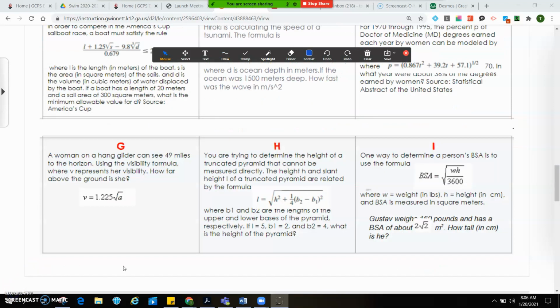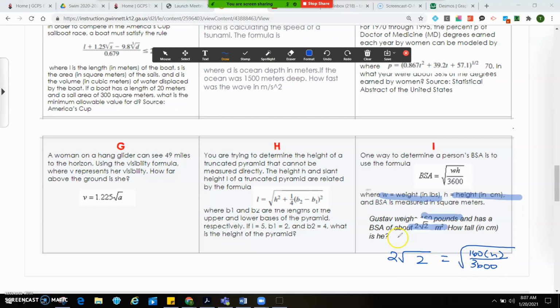Alright, so we're going to go through one really quick. Down at the bottom, it's got this problem that says one way to determine a person's BSA is to use that formula, where W is the weight in pounds. Sorry, I always highlight my stuff. H is the height in centimeters. And then it tells us that this dude, Gustav, is 160 pounds and has a BSA of 2 square root of 2. So I'm going to plug in 2 square root of 2 for BSA. For my weight, he's 160. My height is H. And I got 3,600.